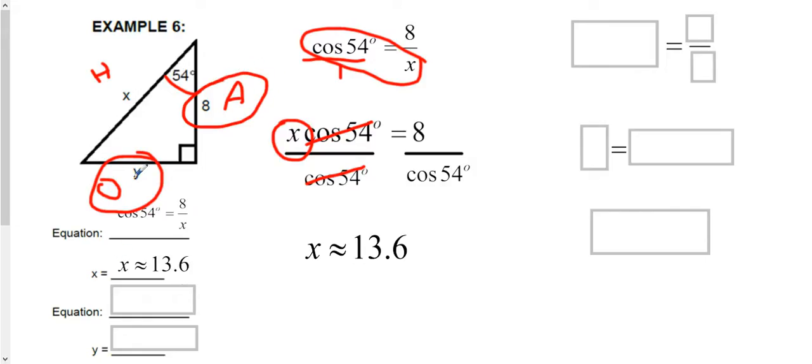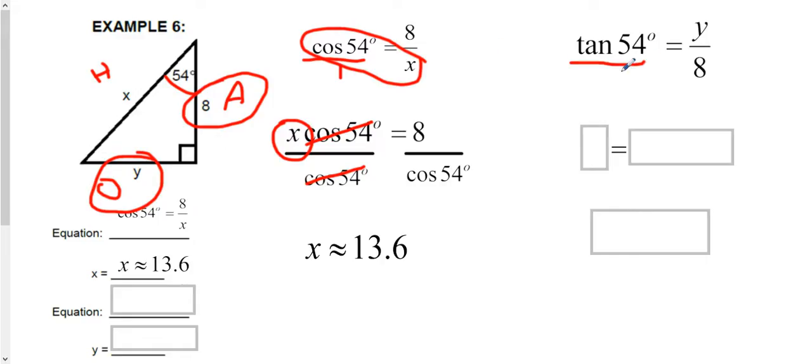So we got y because we want to know what it is, and this 8 side because it's exactly 8. Now we've got opposite and adjacent. The trig function that uses opposite and adjacent is tangent. So we have the tangent of 54 degrees. Tangent equals opposite, which is our y, over adjacent, which is 8. And we're ready to solve it.